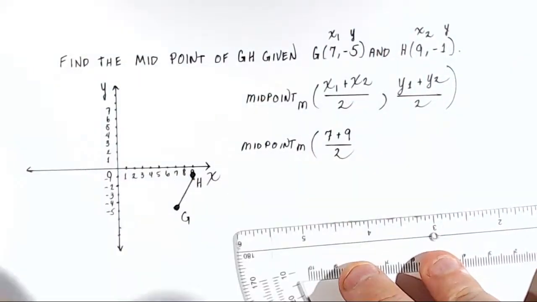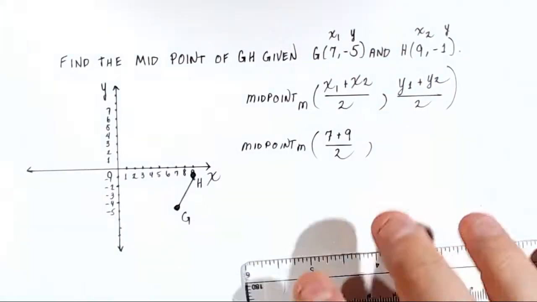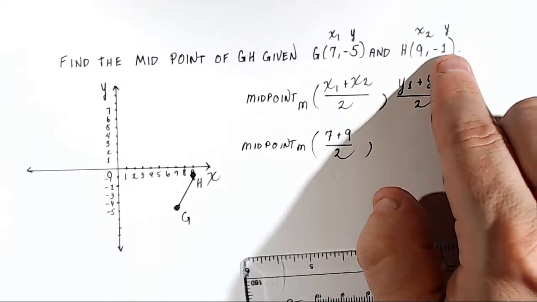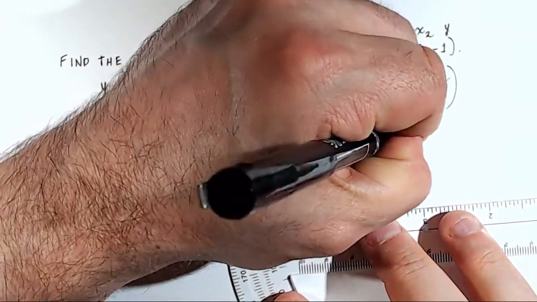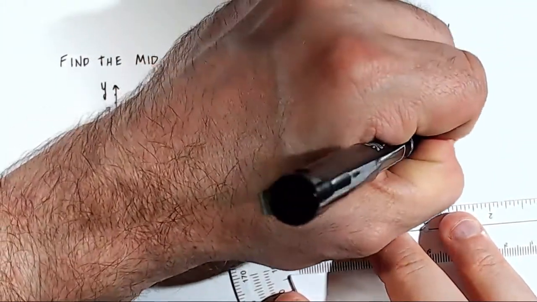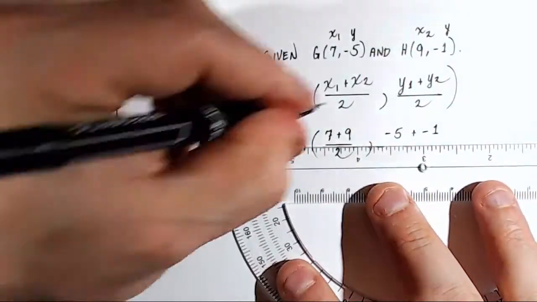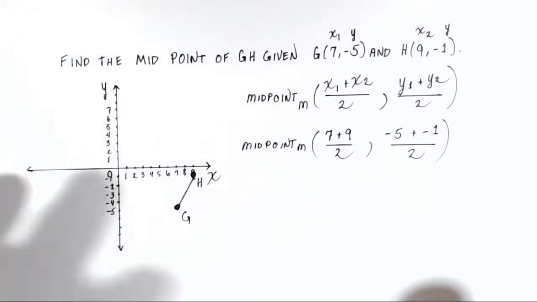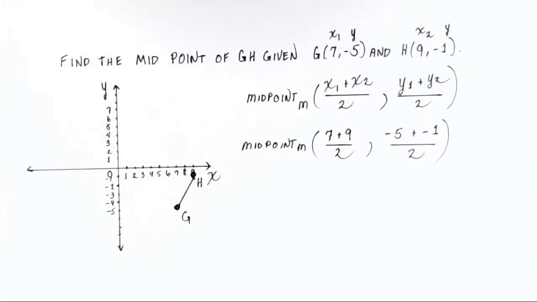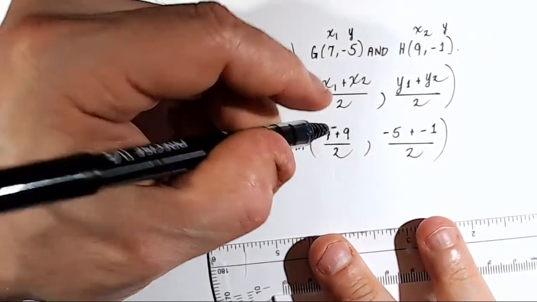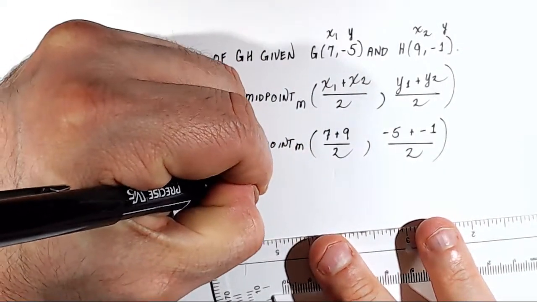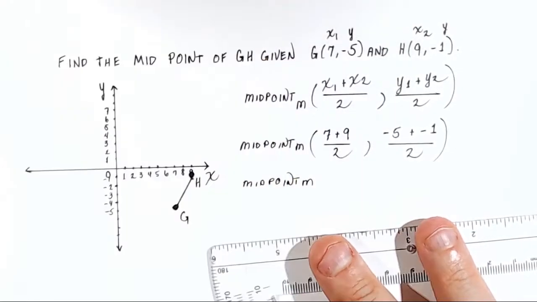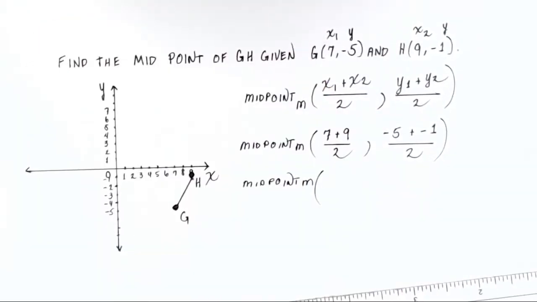That will be the x coordinate of the midpoint, comma, now let's get the y coordinates. -5 plus -1 over 2. Close parentheses. So just one more simplification, we'll have it done. So once again, midpoint M is located at the following coordinates.